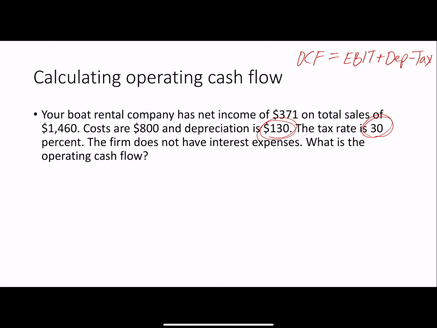All right, so first we see total sales is $1,460. So let's go ahead and write down EBIT right here because we're going to calculate it. And EBIT is going to be calculated as total revenues minus expenses or costs minus depreciation.